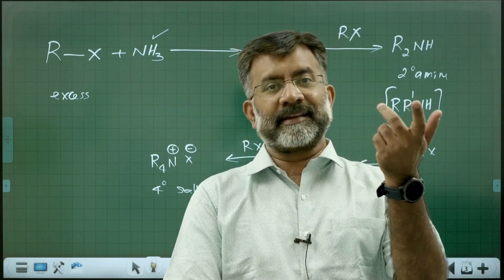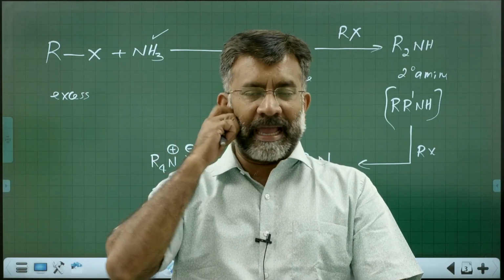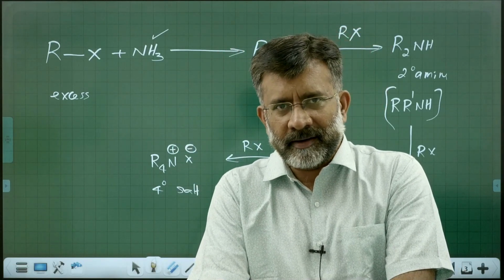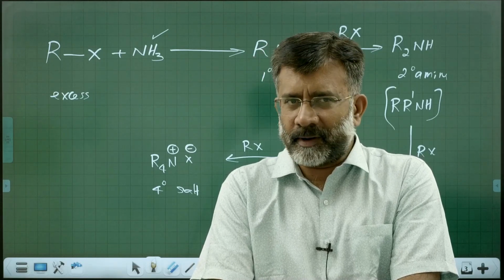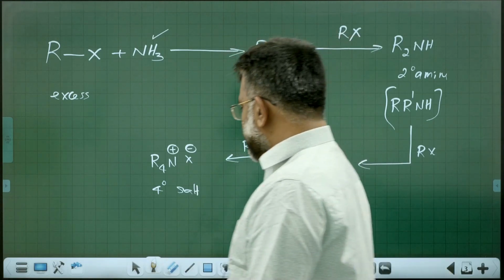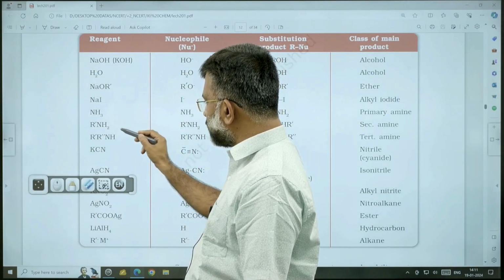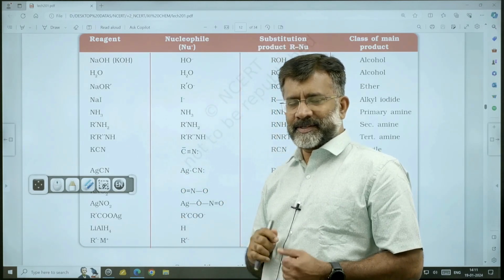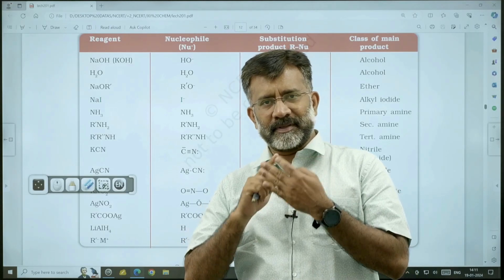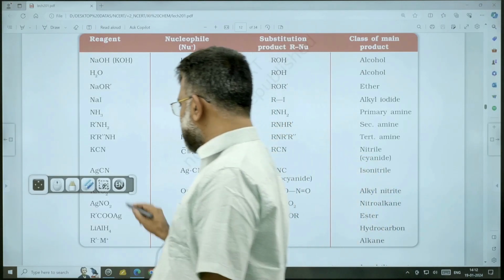If RX is taken in excess, there will be exhaustive alkylation. It may go up to quaternary ammonium salt, and from there, some of you may be aware of Hofmann's elimination reaction. We are actually learning this for the competitive purpose, not in the syllabus, but a few times questions came. Okay. So that is about reactions 1, 2, 3, 4, 5, 6, 7. Seven reactions: reaction with NaOH or KOH, reaction with water, reaction with NaI, reaction with alkoxide, reaction with ammonia, and a continuous reaction. Next is reaction with KCN.